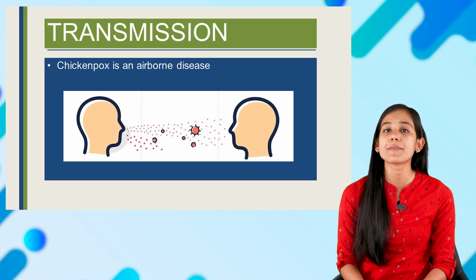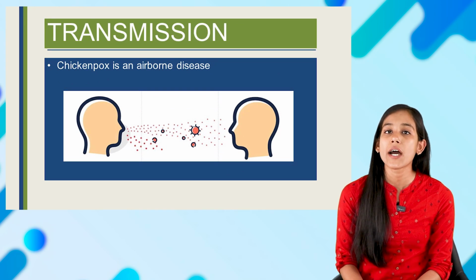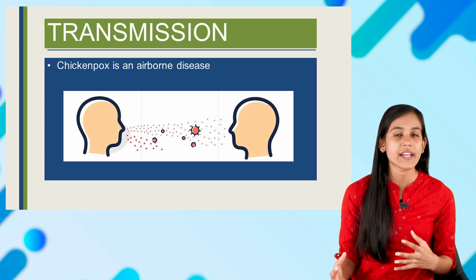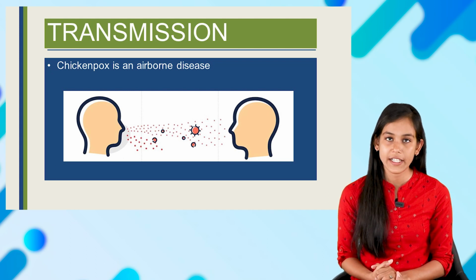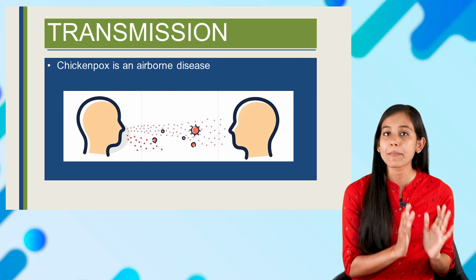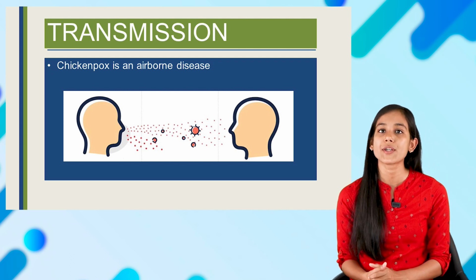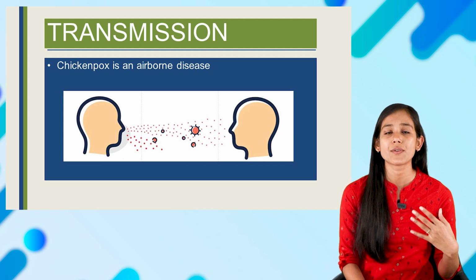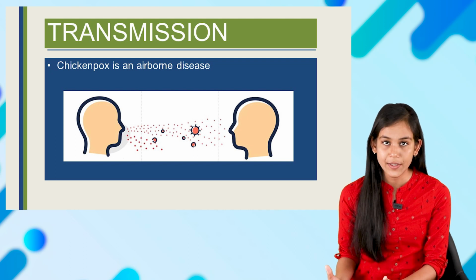Next, let us learn about the transmission of this virus. Chickenpox is an airborne disease which can spread easily through the coughs or sneezes of an infected person. So if somebody is infected with the varicella zoster virus and they sneeze or cough, this virus can easily transmit to another person.